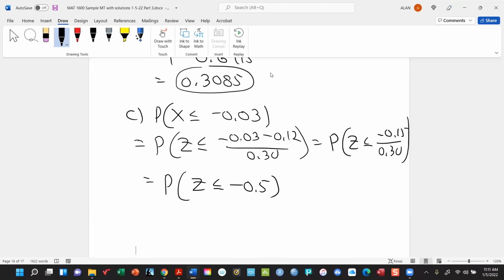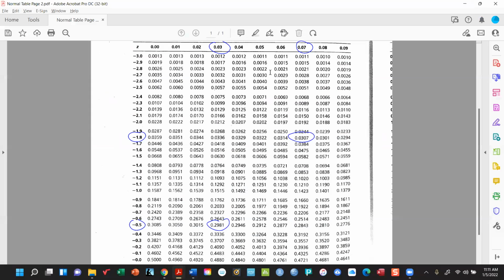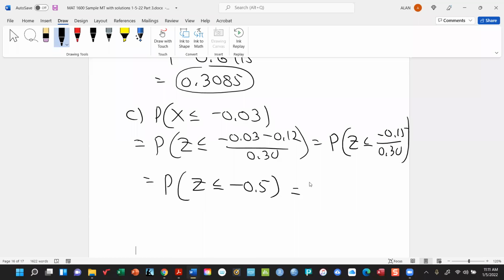And so when we look that up in our negative table, let's see, where's my negative? Here it is. Oh, we don't have this one. We have something similar. The -0.5 is all the way down here. Here's the 0.00, 0.3085. All right, so that's the final answer.